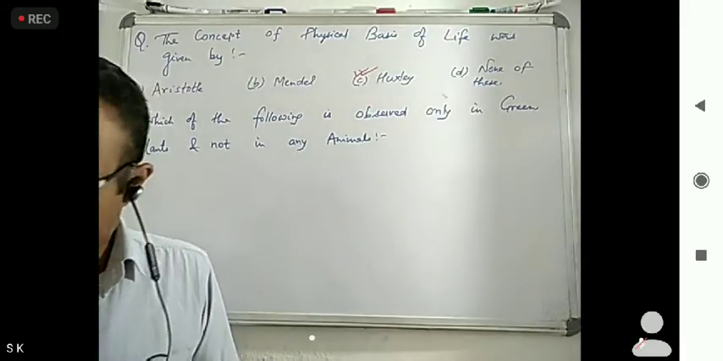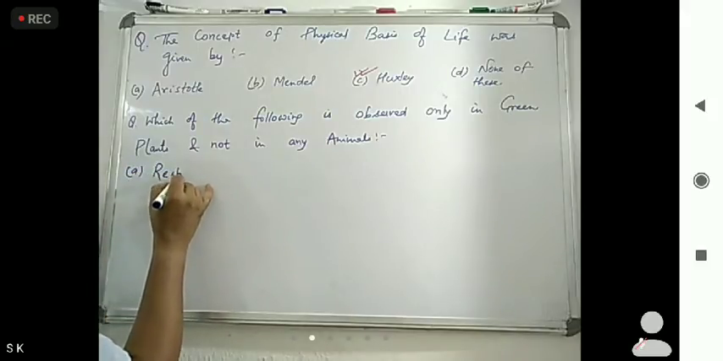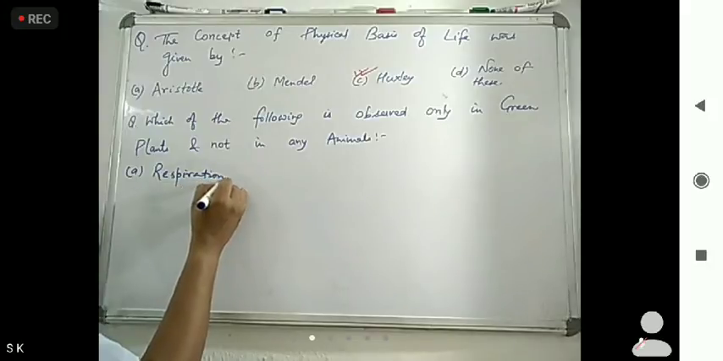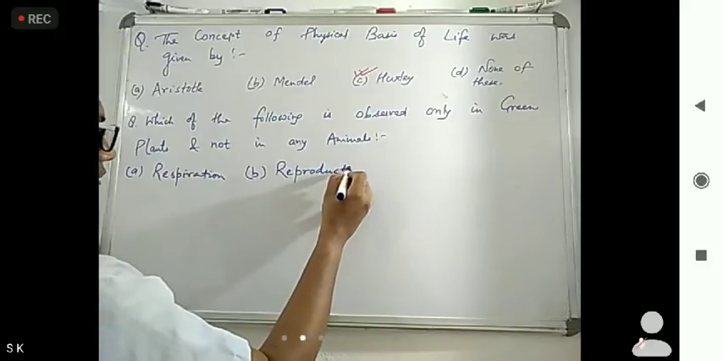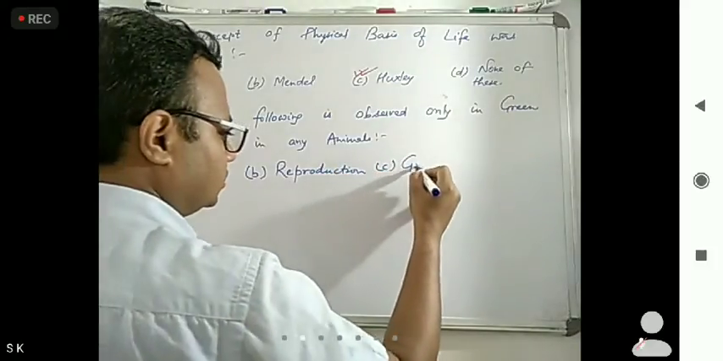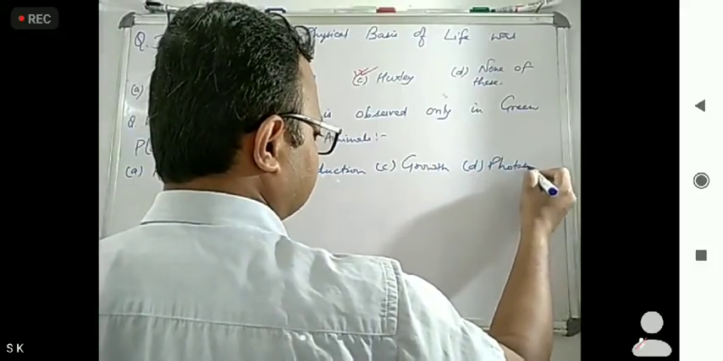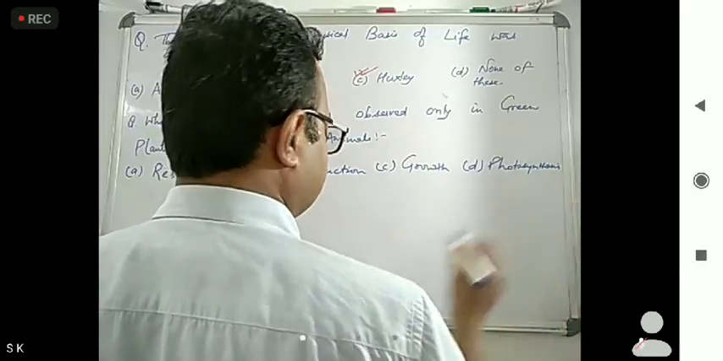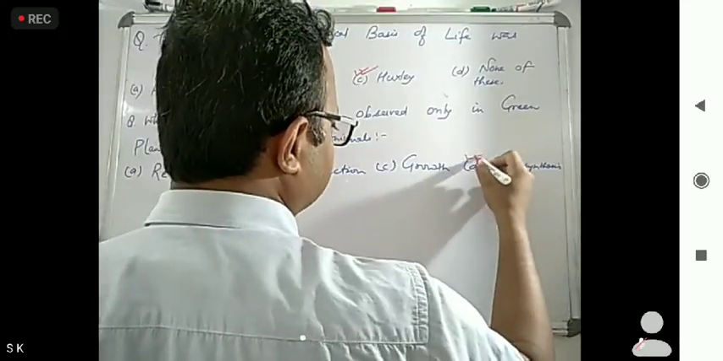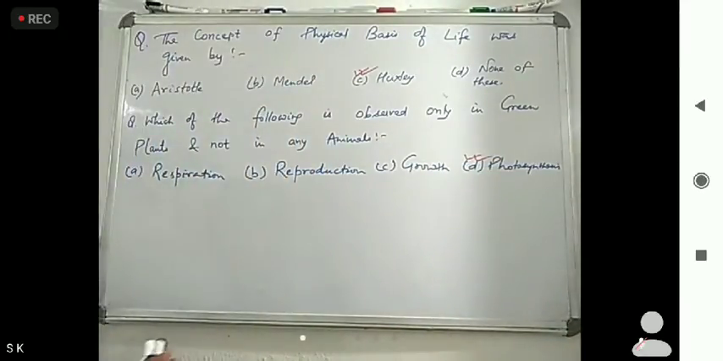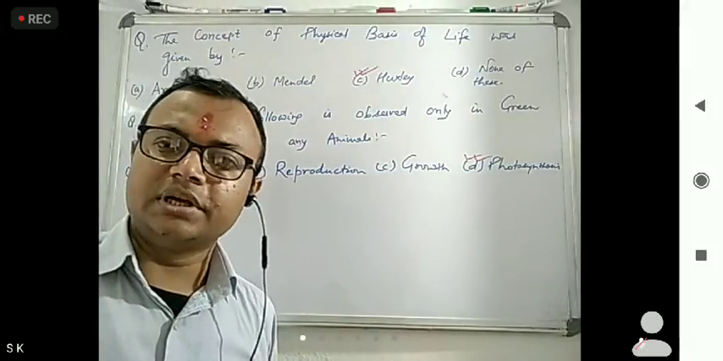Options are there. Respiration, first option. Next is reproduction. Next is growth. And last is photosynthesis. Right. So it is photosynthesis, that is only observed in green plants and not observed in any animals.